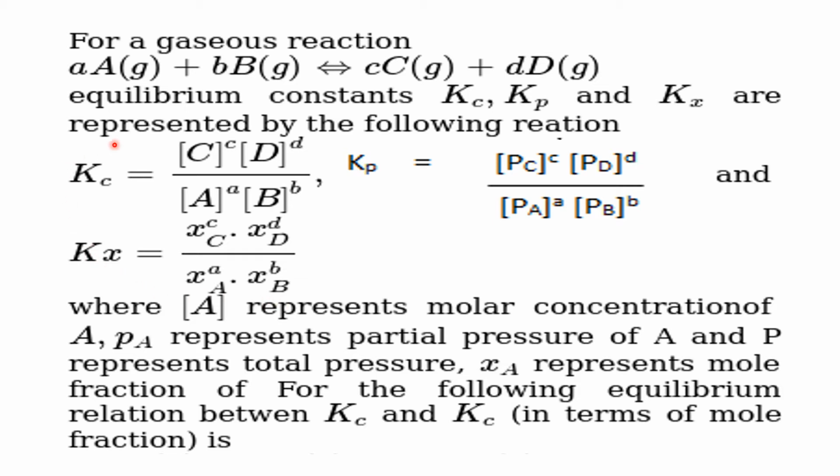So three important equilibrium constants are there. One is Kc, another is Kp, and the third one is Kx.